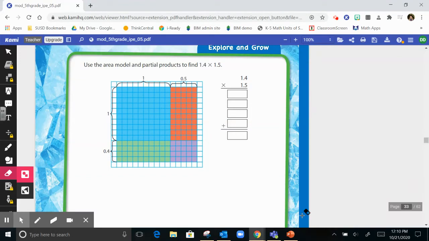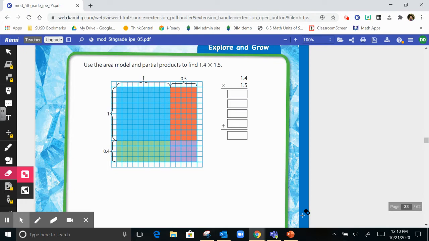Area models are really great ways to show why a number multiplies to make what it does. They're not always the most convenient way to find our answer quickly. Partial products is going to help us out a little bit when we start with decimal multiplication, and eventually that'll lead us to see it as standard algorithm.